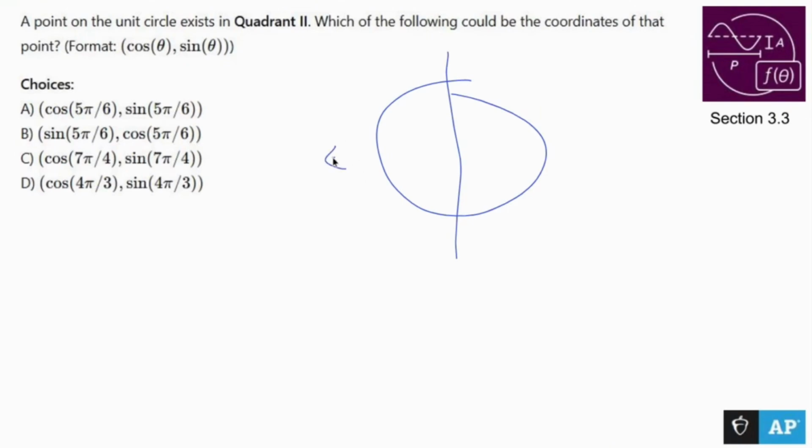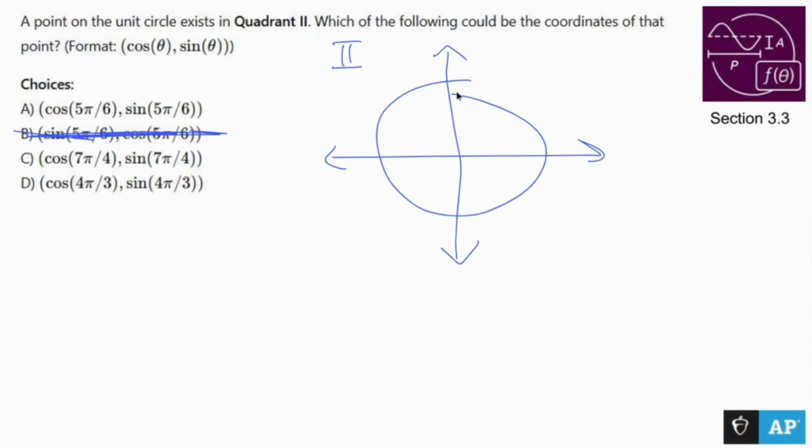Always done very poorly whenever I do it. And we care about quadrant 2, which is this guy right here. Now, it's going to be in the form cosine, sine, which eliminates U. But what I need to focus on, what they seem to want us to do, is find out which of these lives in quadrant 2: 5 pi over 6, 7 pi over 4, or 4 pi over 3.